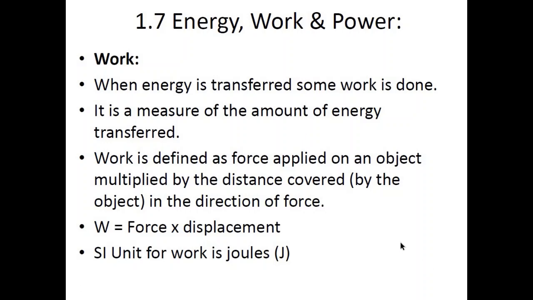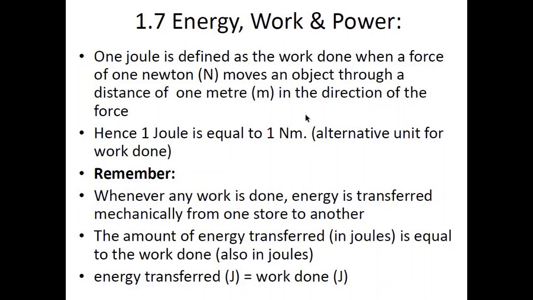The SI unit for work is joules, denoted by J. It is the same as the unit for energy. 1 joule is defined as the work done when a force of 1 Newton makes an object move a distance of 1 meter in the direction of the force. Hence 1 joule is also equal to 1 Newton meter. Newton meter is an alternative unit for measuring work done as well, but most commonly we take joule as the unit.